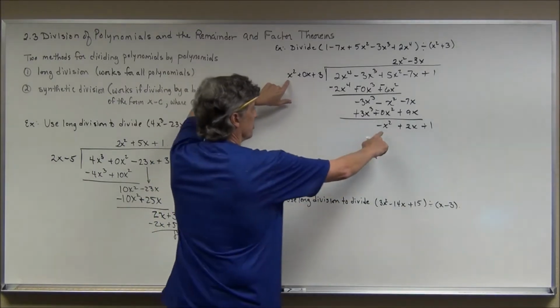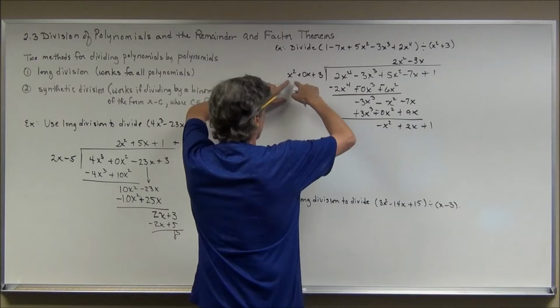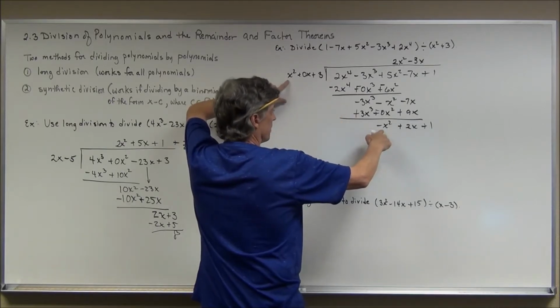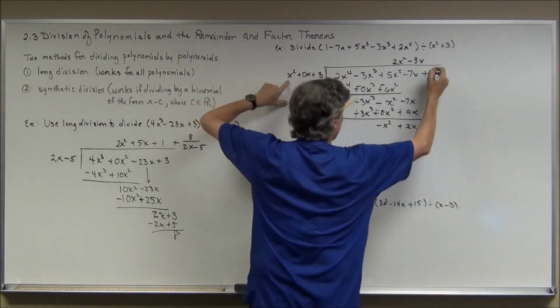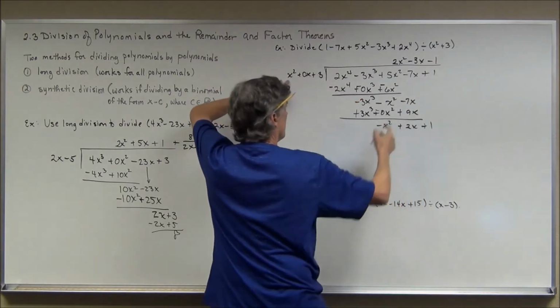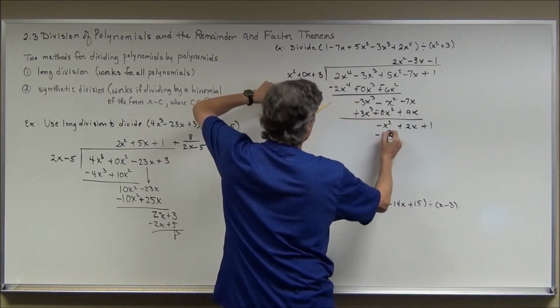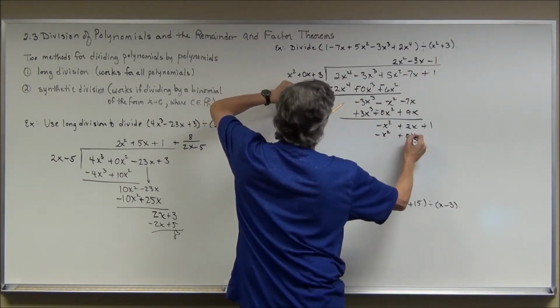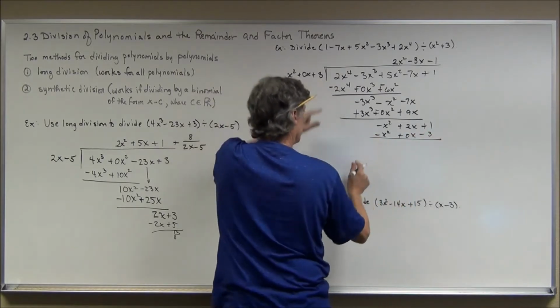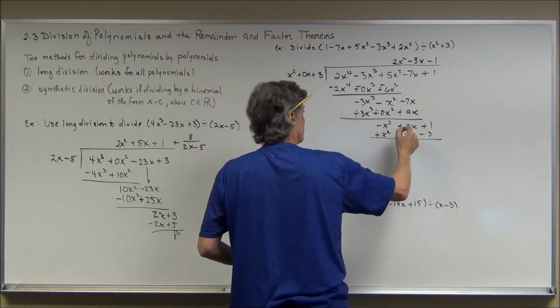So these are both degree 2. I continue one more step. What times x squared gives me the opposite of x squared? So that would be a minus 1. Minus 1 times x squared plus 0x minus 3. Change the signs, and then I can add straight down.